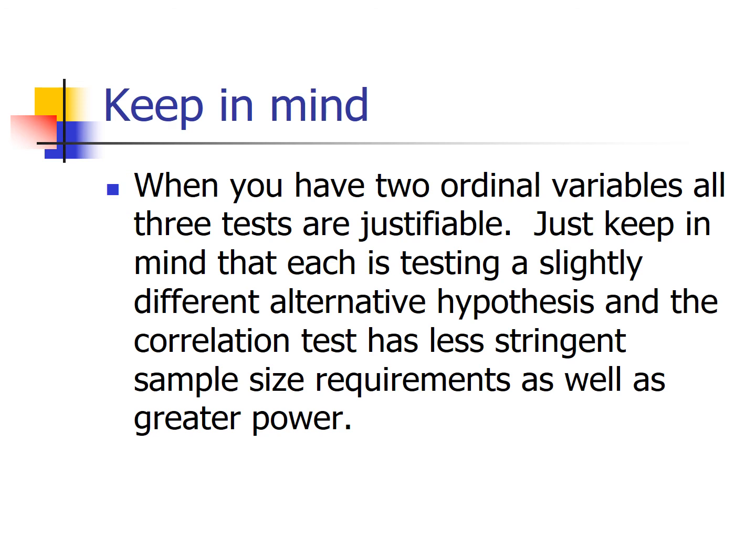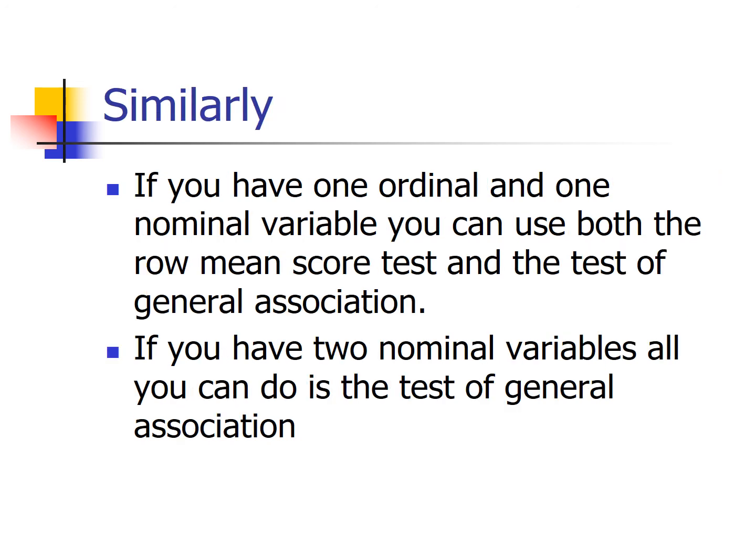So, keep in mind, when you have two ordinal variables, all three tests are justifiable. Just keep in mind that each is testing a slightly different alternative hypothesis. And the correlation test has less stringent sample size requirements. So it might be that our sample is so small we can only get away with the correlation test. But if we have a large enough sample, we're justified in doing all three. Similarly, if we have one ordinal and one nominal, we can use both the row mean score test and the test of general association. Now, if you only have two nominal variables, all you can do is the test of general association.